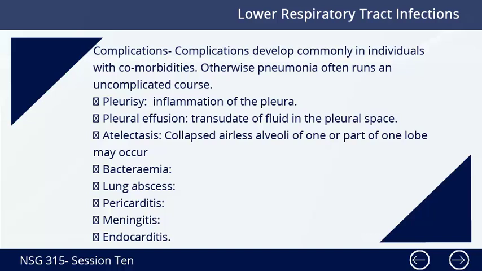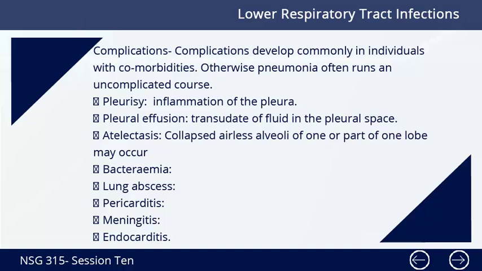Occasionally, aspiration by thoracentesis may be required. Atelectasis, that is collapsed alveoli of one or more parts of one lobe, may occur, which usually clears with effective coughing and deep breathing. Bacteremia occurs in 30% of cases with pneumococcal pneumonia and is associated with a 20% mortality rate.